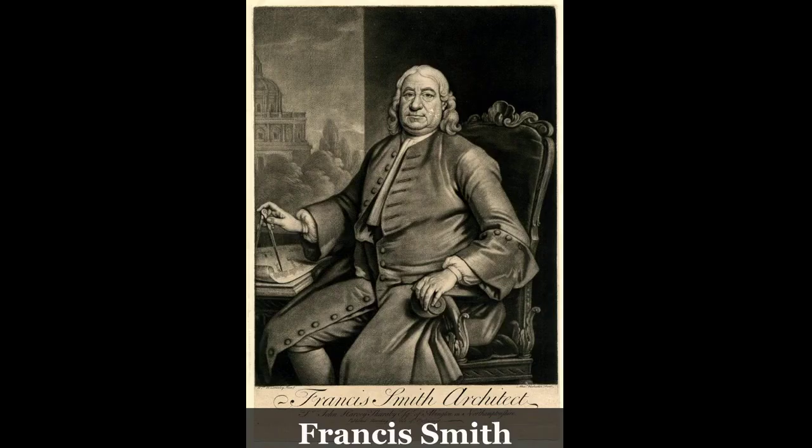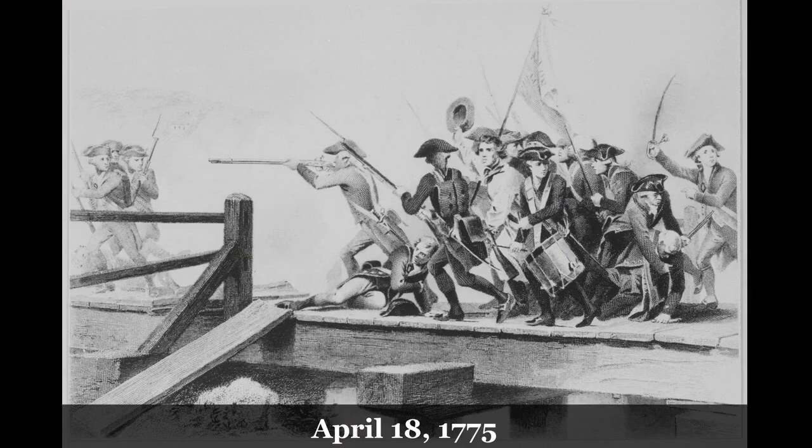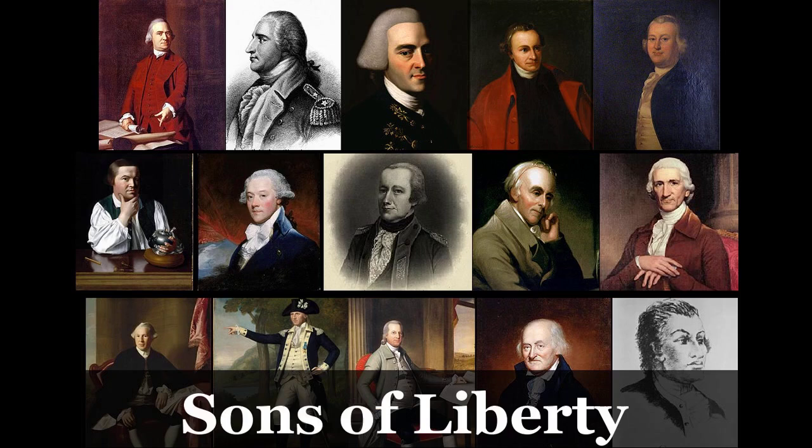The town of Lexington, with its population of around 700 people, was a small but strategic location that controlled access to Concord. The Old North Bridge, which spanned the Concord River, was a crucial crossing point for both armies, and it would play a pivotal role in the upcoming battle.